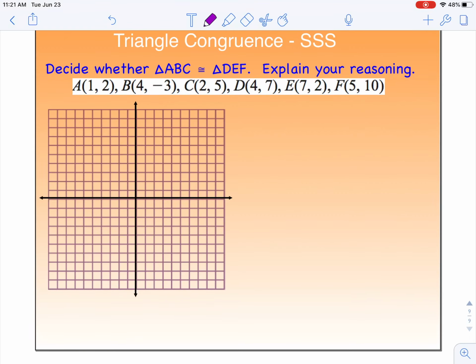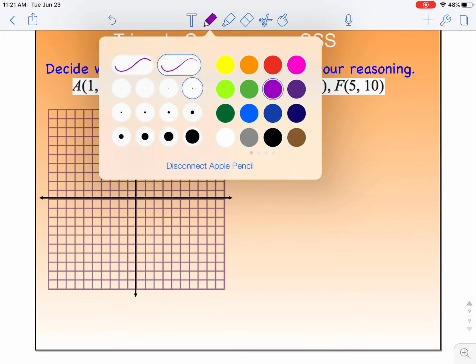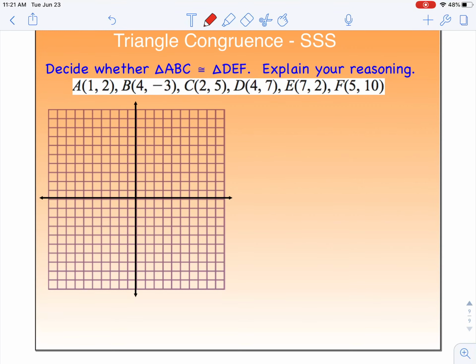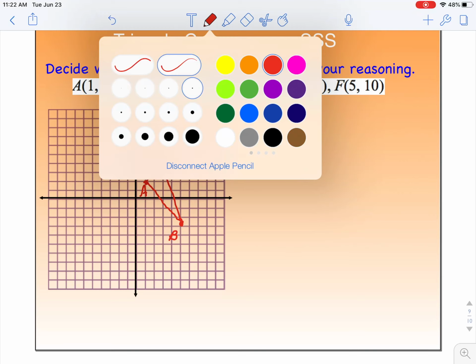So now we have to decide whether two triangles are congruent, and we are only given the ordered pairs. Well, of course, we can graph these two triangles. So if I graph triangle A, I would graph 1, 2, here's A. B is 4, -3. And C is 2, 5. So here's my triangle. I'm supposed to decide whether that triangle is congruent to DEF.